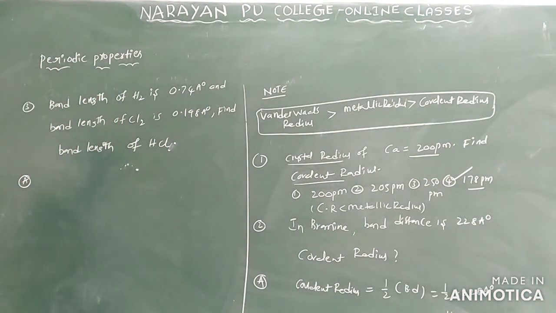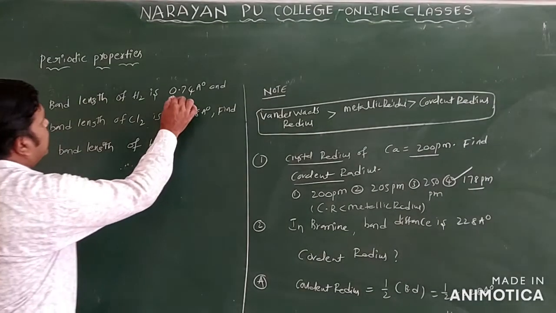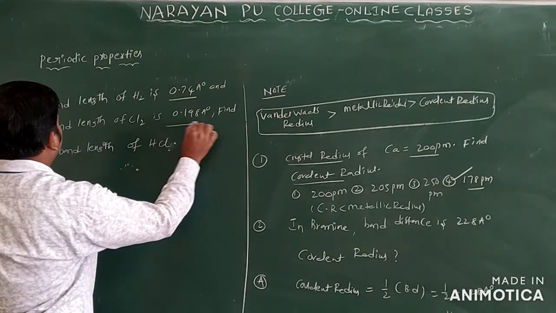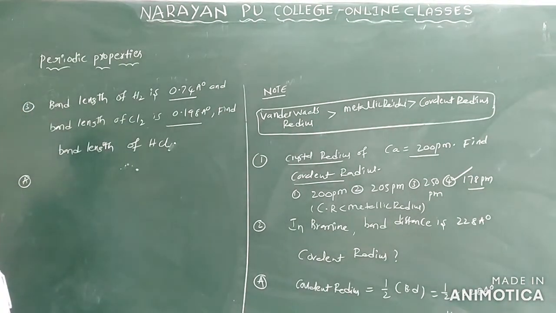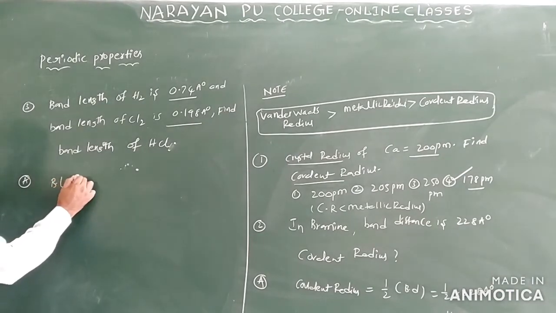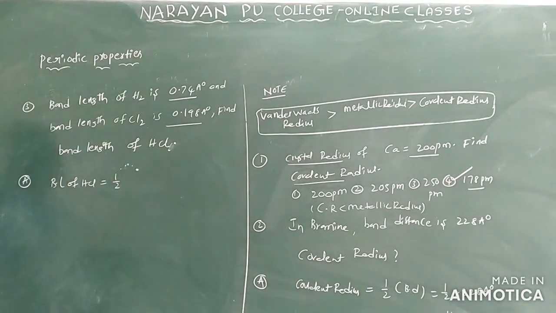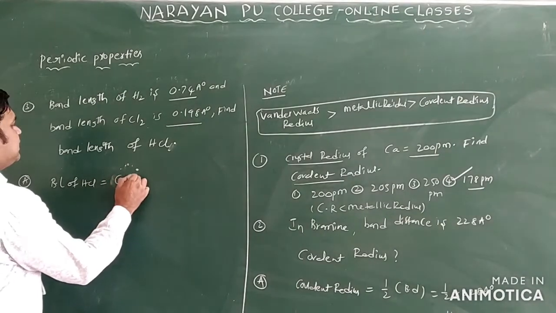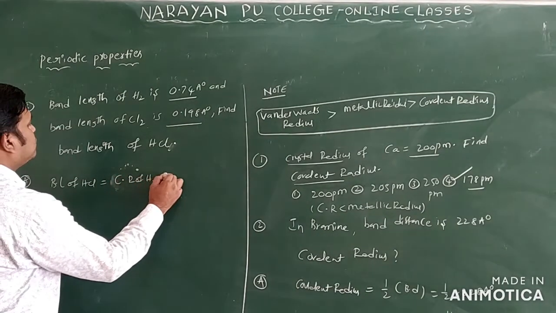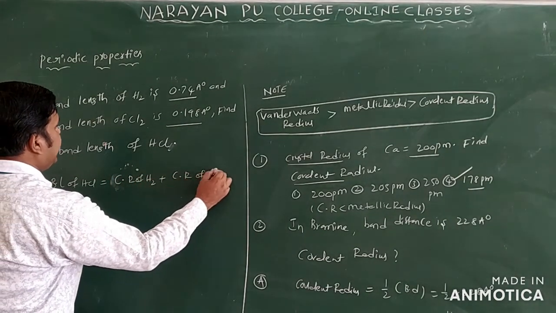The bond length of H2 is 0.74 angstrom units and the bond length of Cl2 is 0.198 angstrom units. Find the bond length of HCl. I will write here: bond length of HCl is equal to 1 by 2 into the internuclear distance, or we will write here the covalent radius of H2 plus the covalent radius of Cl2.